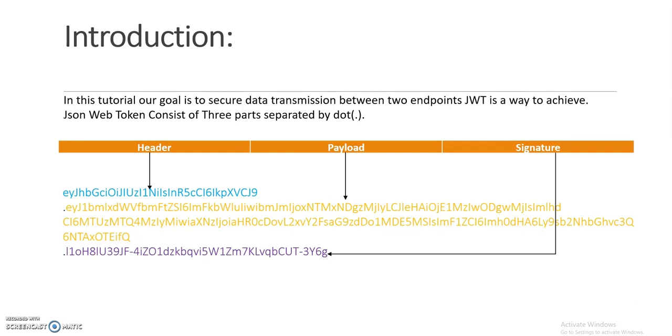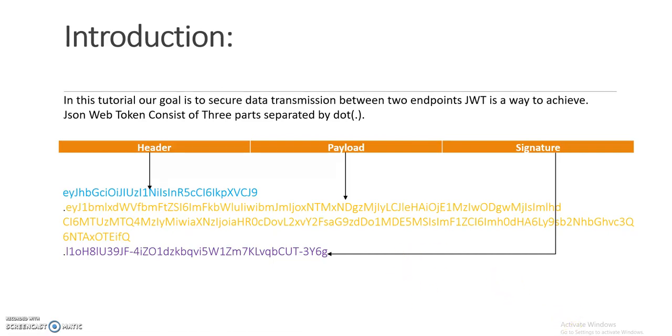JSON Web Token consists of three parts separated by dot. As you can see in the diagram, we have header, payload, and signature. Once you generate the JWT token, it is separated by dot. As you can see here, we have a JWT token.